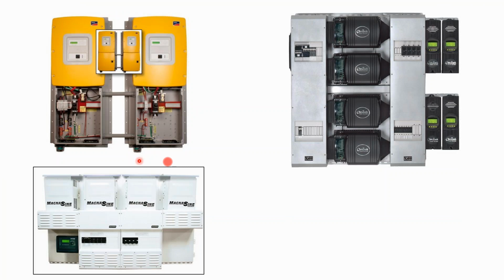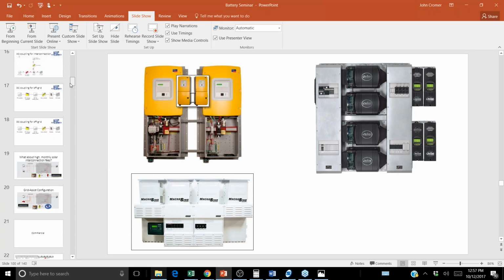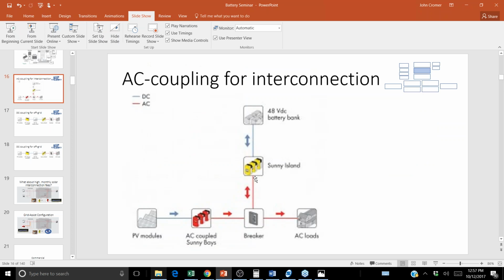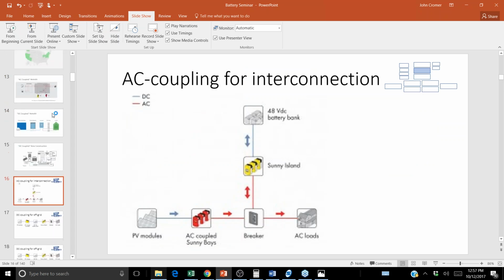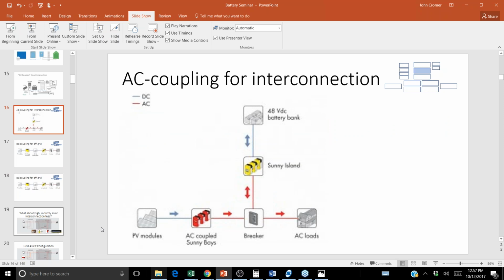So yesterday, we were talking about DC versus AC coupling. We had a choice to say, okay, we can either do DC coupling, where we're going from our array through a charge controller into the battery bank, and then from the battery bank through the battery inverter into the load, or you could do AC coupling, where you dispense with the charge controller.